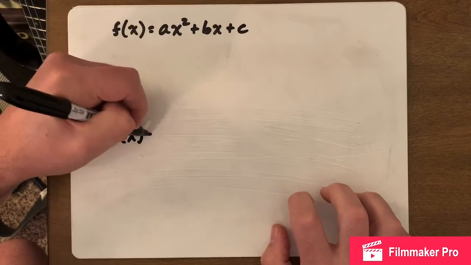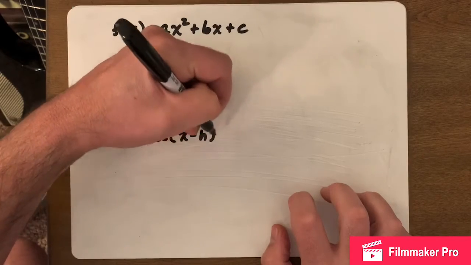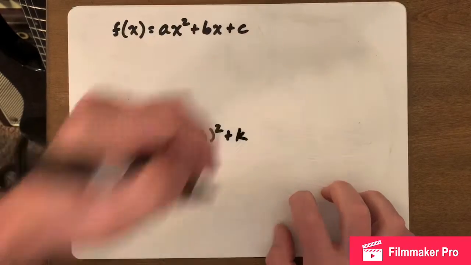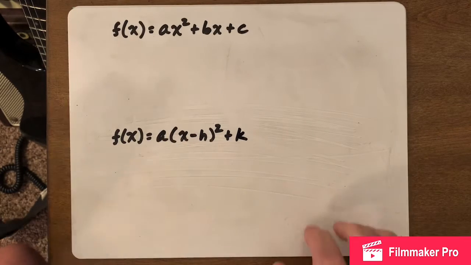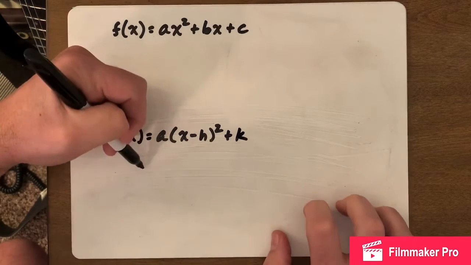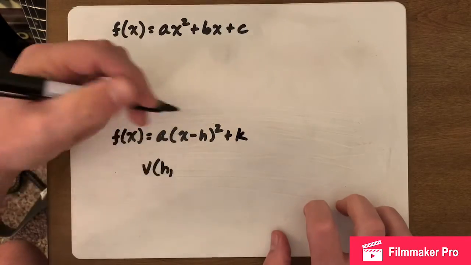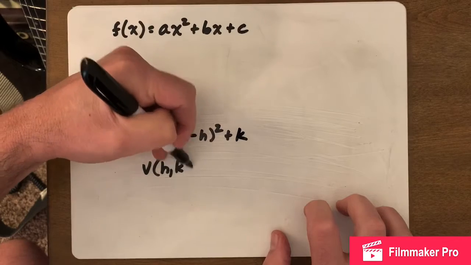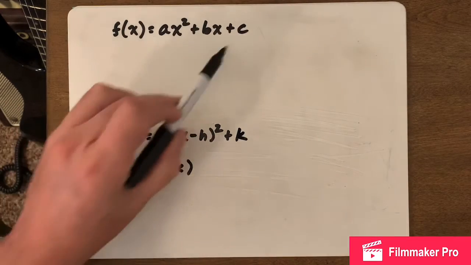We are used to seeing it like this though, in vertex form: f of x is equal to a times x minus h squared plus k. We're really used to that. And this is really handy to graph because we can find the vertex easily. The vertex is going to be just at h, comma, k. We had a really easy time graphing these, but now it's going to be a little bit tougher.